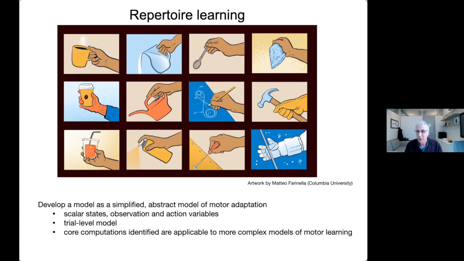The model we're going to make is an incredibly simple and abstract model of motor adaptation. It's going to deal with scalar states, scalar observations, and scalar action variables. It's going to work on a trial by trial level, but I want to persuade you that even though the model looks really simple, the computational ideas are applicable to much more complex models of motor learning. And I think you'll see that even working at the scalar level with single scalar inputs, outputs and observations, it's actually still quite a complicated model and a rich model to understand.